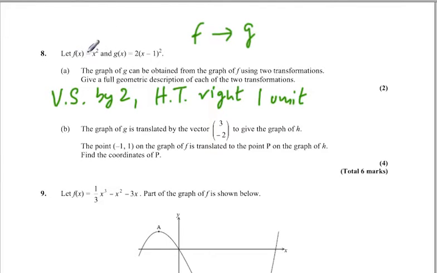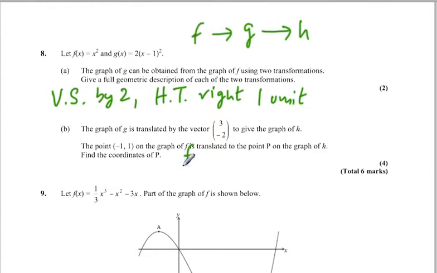So if you observe, we have f, and then we get g, and then what they're saying is that this graph of g is translated by some other translation to give h. So in other words, we're going from f to g, and then from g to h, okay? So let's basically see what's happening here. Let's say, I'm going to write over here.